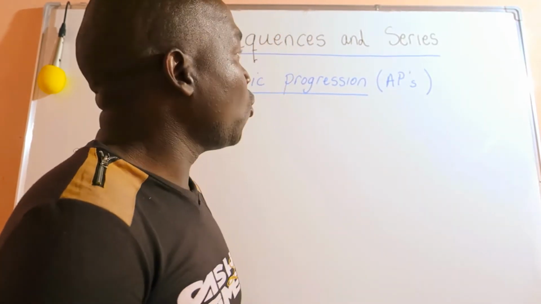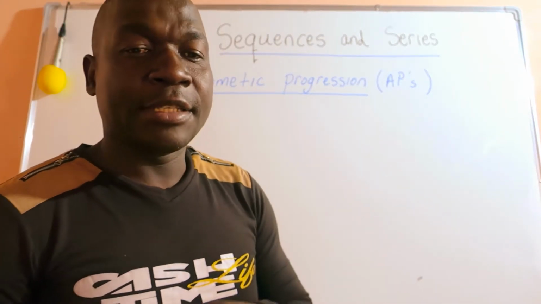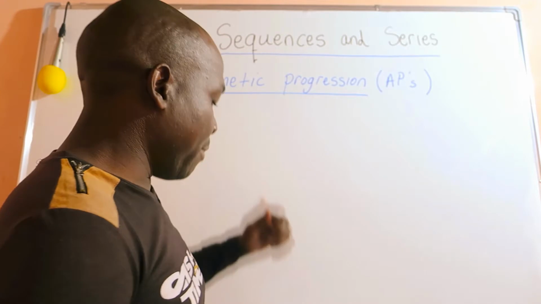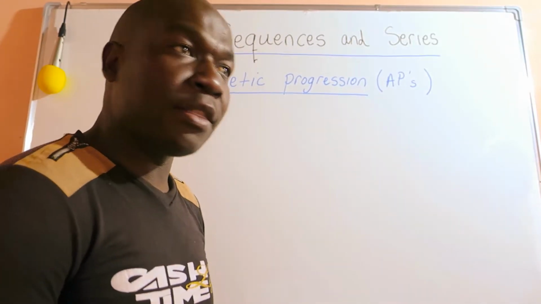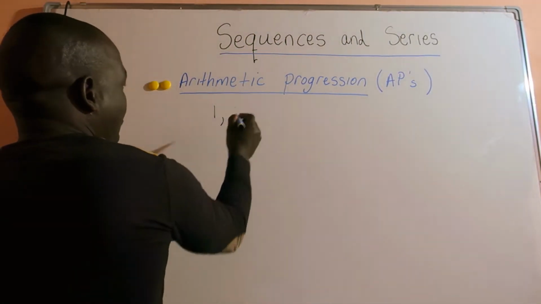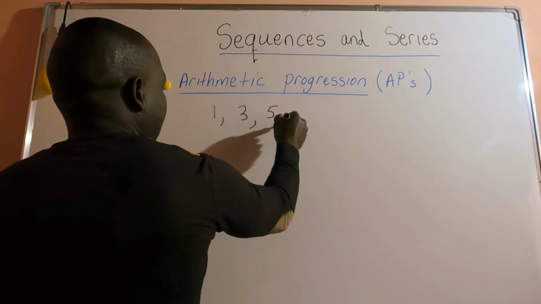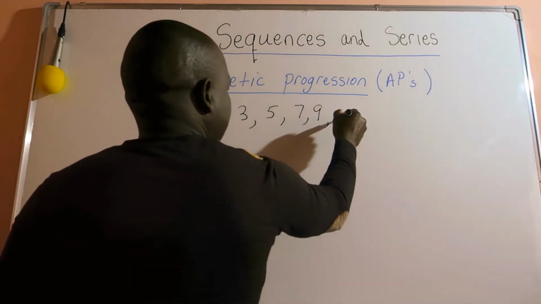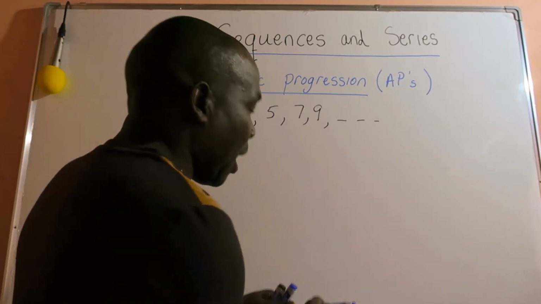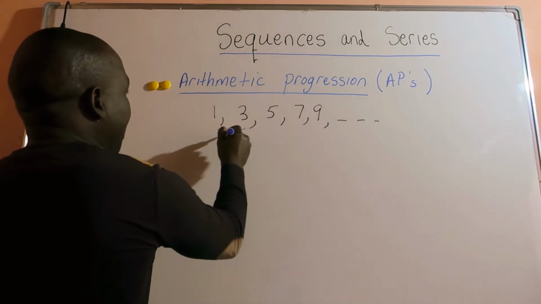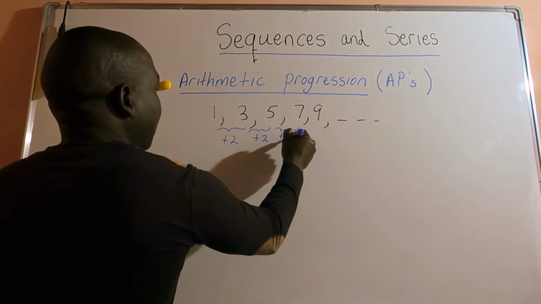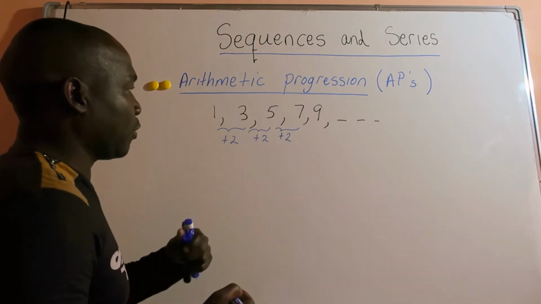So we'll look at two types of sequences: arithmetic progressions and geometric progressions. We start with arithmetic progressions. I'm going to start with an example: 1, 3, 5, 7, 9, and so on. Clearly, there is a rule of finding the next term. How am I getting the next term? I can see here I'm adding 2 each time. So when there is a clear rule of getting the next term, it is a sequence.